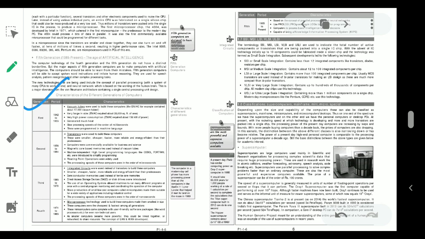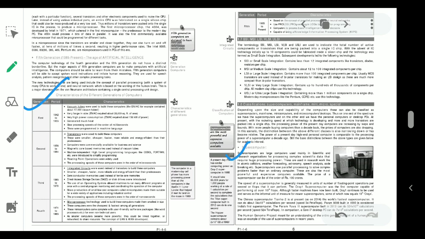Now we come to the classification. Right now we have known the different generations and how these computers evolved, but now we come to the different types of computers. Depending upon size and capability, we can classify computers in 4 ways: supercomputer, mainframe computer, microcomputer, and minicomputer. First, we will discuss the supercomputer.